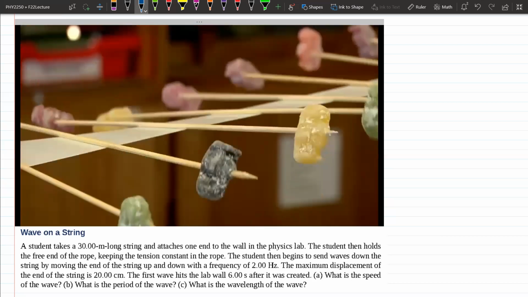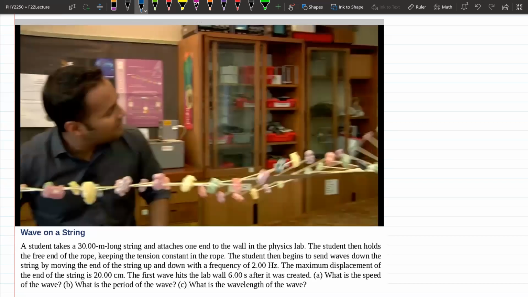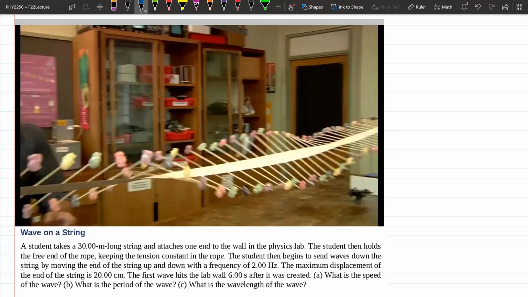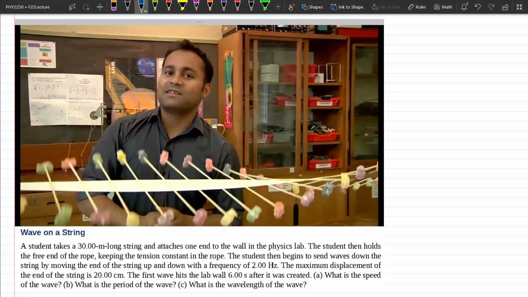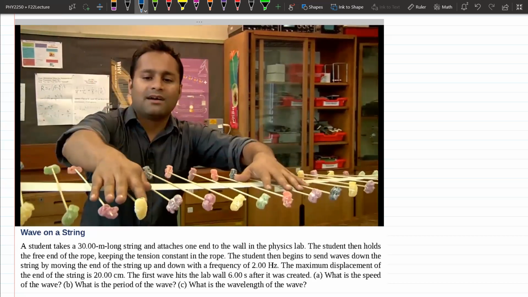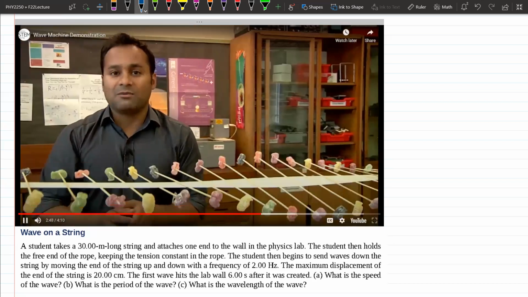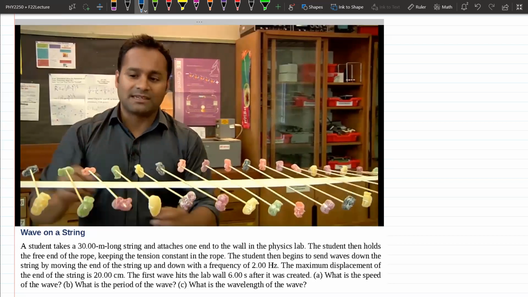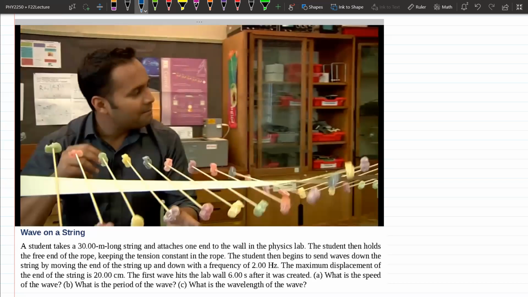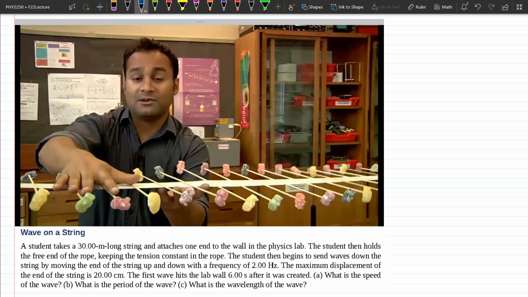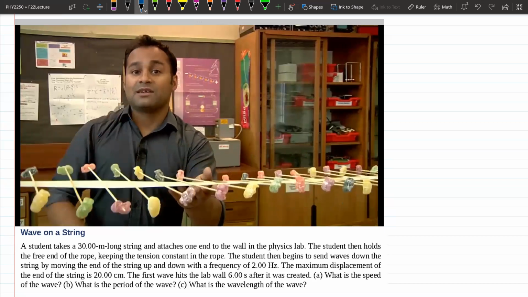Change the amplitude of the wave by simply lifting the jelly baby higher to begin with. Now, notice that that doesn't change the speed. And if I jiggle the jelly baby up and down more quickly, that gives a shorter wavelength. But still, notice that it's still going back and forth at the same speed, right? It's not going faster. And again, notice that that doesn't change the speed.